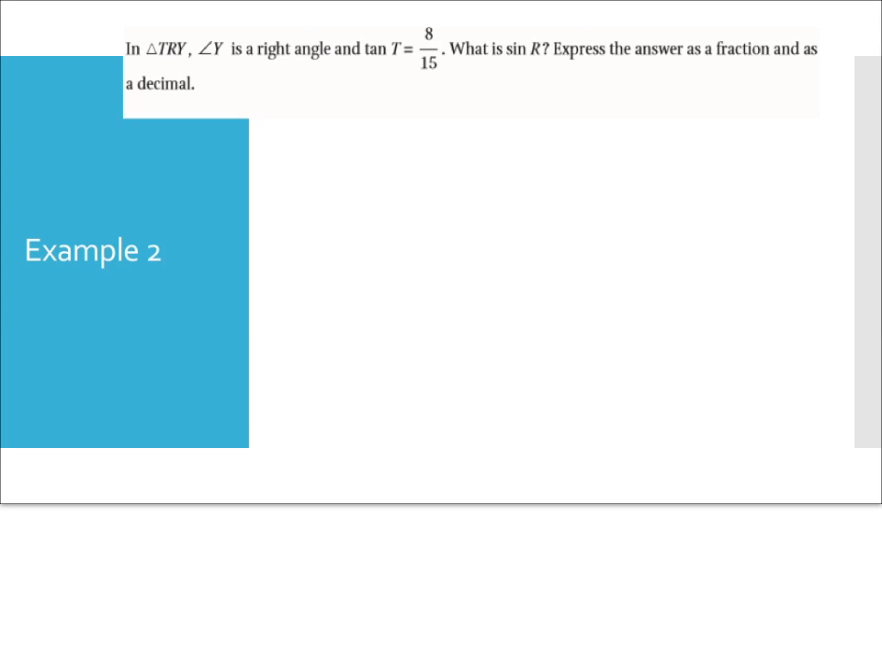All right, in example 1 we had to find everything, but in example 2, once we draw our picture, we only have to answer this specific question: what is the sine of angle R? So let's draw a triangle TRY, and it says Y is the right angle. Yours may not look exactly like mine, but the main deal is that Y is at the right angle. I'm going to put T here and R there. It does not matter which one's where.